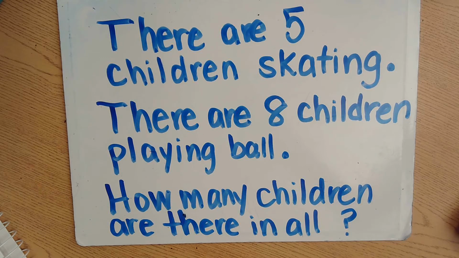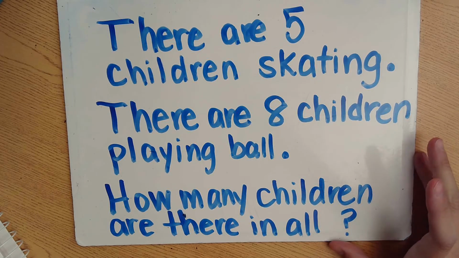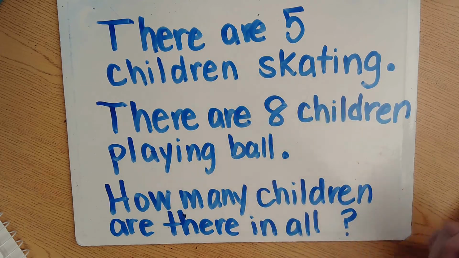What did you get? If you said 13 children in all, you would be correct. How did you solve this problem? Did you solve this problem by counting on your fingers? Did you solve this problem by using tallies for 5 and 8 and counting them? Did you count 5 more from 8? Or did you add 5 and 8 using a strategy such as the making 10 strategy? For example, 8 plus 5 equals 8 plus 2 plus 3.